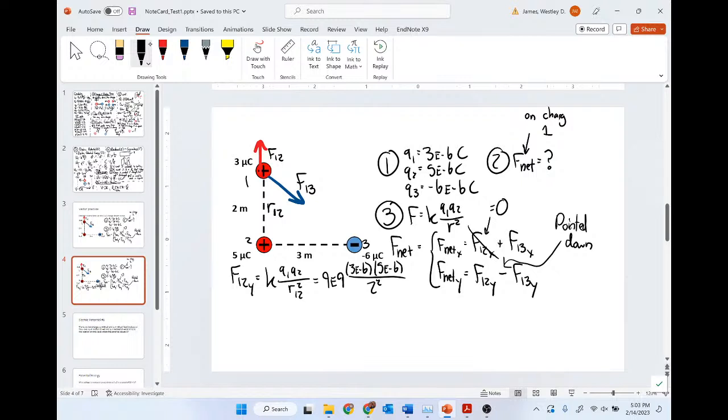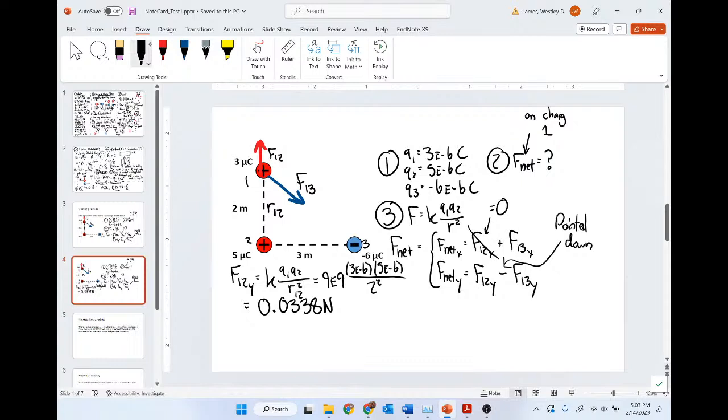Our handy-dandy calculators. I think I've specified this, but just in case I haven't, you can use any calculator you want as long as it's not a phone. So bring your favorite. Okay? Nice and easy. 0.0338 newtons. And it's positive, so that means it's pointed up.